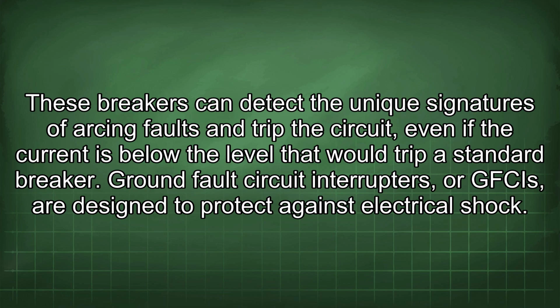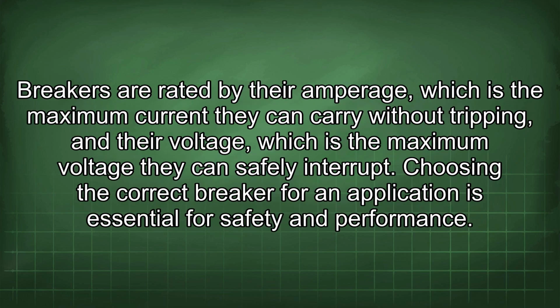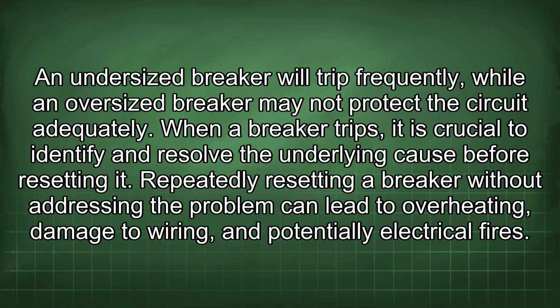Ground fault circuit interrupters, or GFCIs, are designed to protect against electrical shock. They monitor the current balance between the hot and neutral conductors and trip the circuit if there is an imbalance, which indicates that current is flowing through an unintended path, such as a person. Breakers are rated by their amperage, which is the maximum current they can carry without tripping, and their voltage, which is the maximum voltage they can safely interrupt. Choosing the correct breaker for an application is essential for safety and performance. An undersized breaker will trip frequently, while an oversized breaker may not protect the circuit adequately.